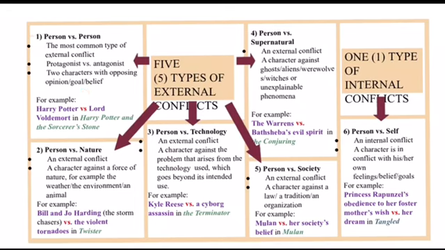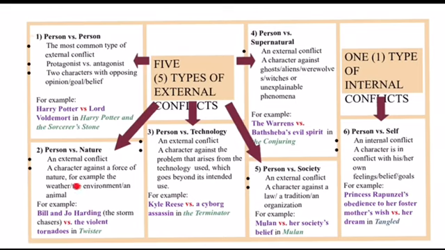For example, in the movie Harry Potter and the Sorcerer's Stone, we can see that the protagonist, Harry Potter, has a conflict with Lord Voldemort, the antagonist in that movie. So this is a good example of person versus person conflict. The second type is person versus nature conflict. This is an external conflict that a character has with a force of nature, for example, with the weather, the environment, or even with an animal.